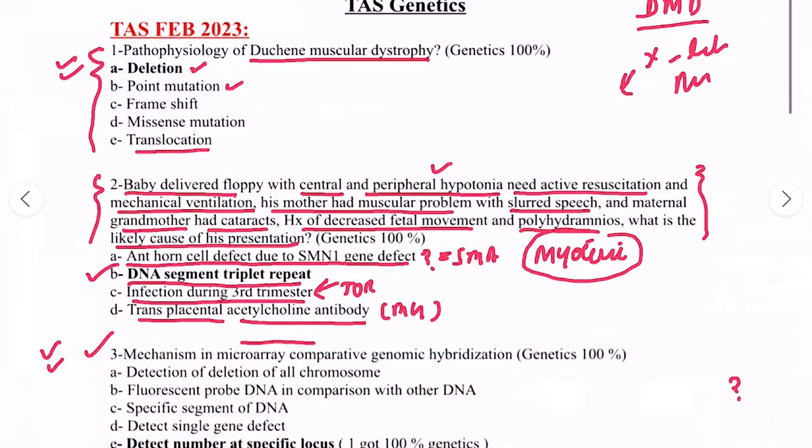Okay, see, the mechanism in microarray comparative genomic hybridization. Detection of deletion of all chromosomes. It is going to detect deletion of all chromosomes. Detection of deletion of all. No, see here. It detects the number at a specific locus. This one is the best. It is going to detect unbalanced only. Dr. Hira, which answer?